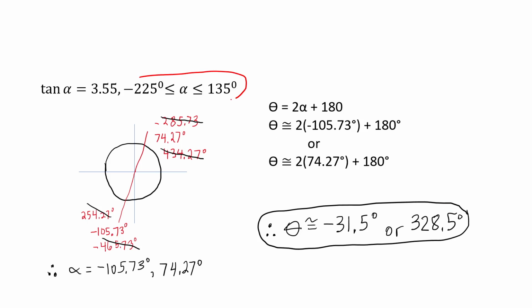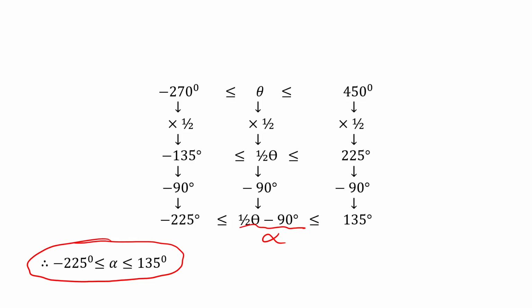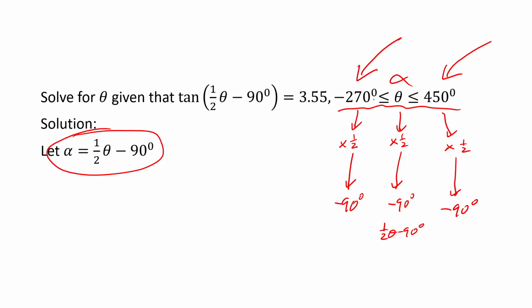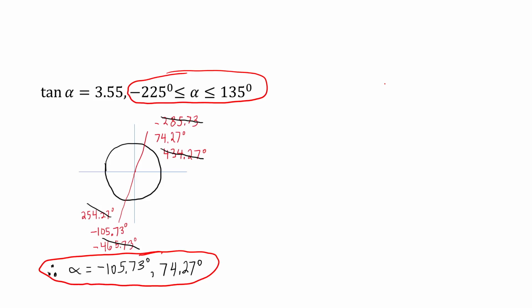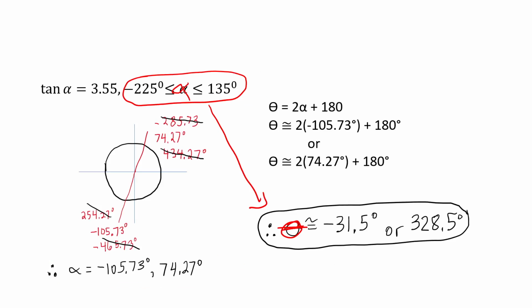Now, I've had students in the past say to me, well, sir, those are not in this domain. The 328.5 isn't. And I say to them, yeah, but this is theta, and this is alpha. I'm not interested in the alpha domain. I'm interested in the theta domain. Well, what was the theta domain? Well, let's take a look. The theta domain was right here, negative 270 to 450. So are our answers for theta both in that domain of negative 270 to 450? You bet they are. And so we've got ourselves some valid answers.